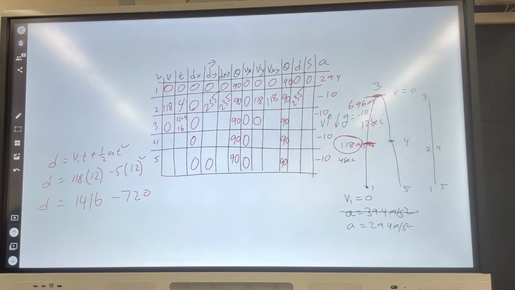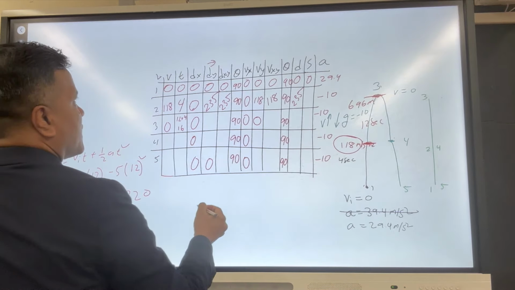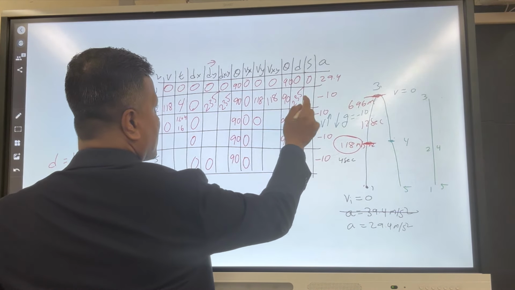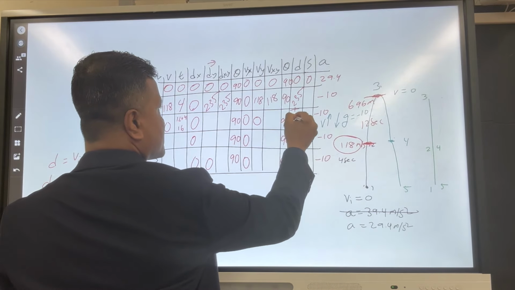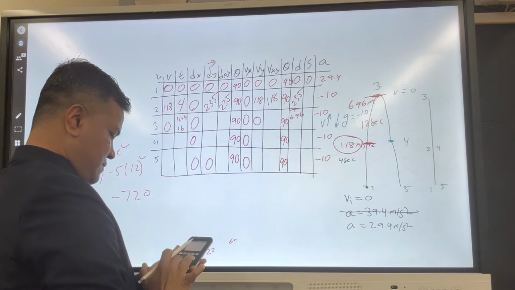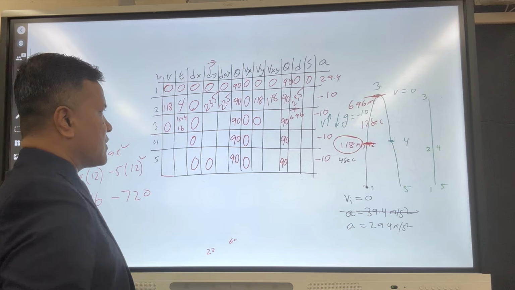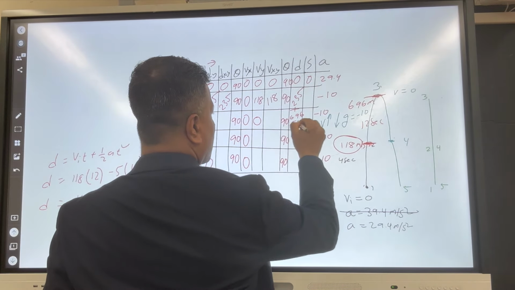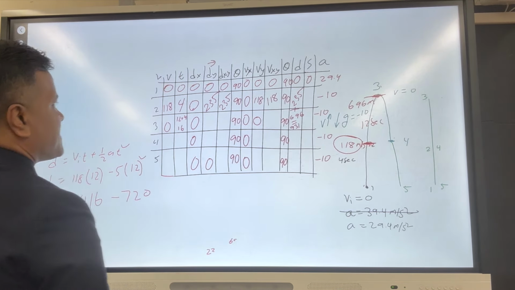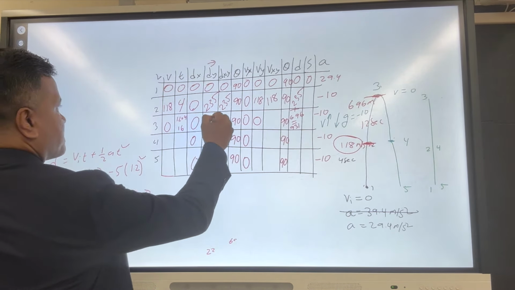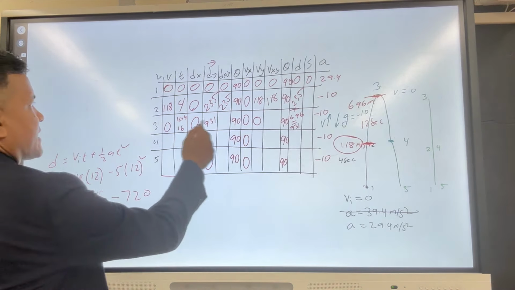Okay, so 696 plus 235. I have 235 plus 696, and that gives you 931. So dy is equal to 931. The displacement, I'm going to write 931 over here. Dxy is 931.